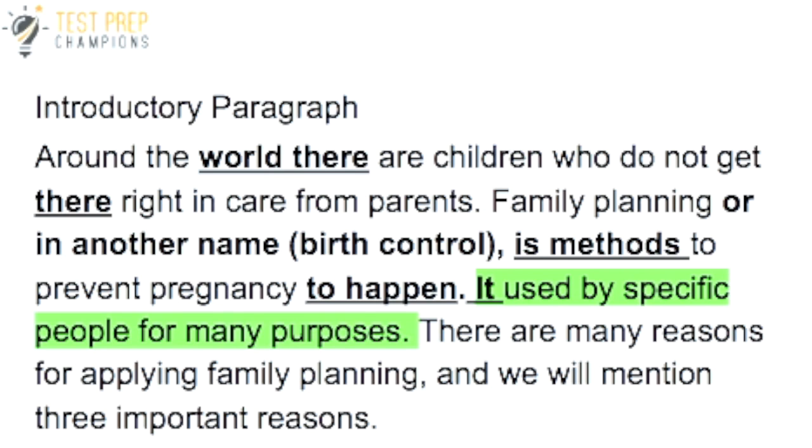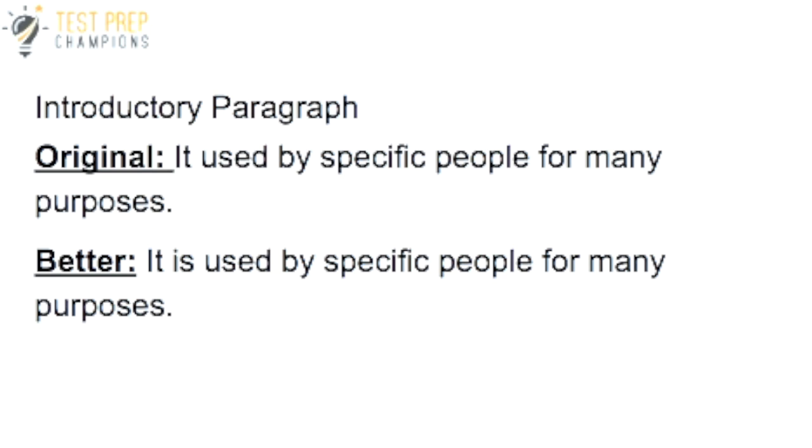So now as we keep moving, we go down to your next sentence. And you say, "It used by specific people for many purposes." The first thing I see is that we must add the word "is" between the word "it" and "used." So we want to say "it is used by specific people for many purposes," because we're missing that verb here. So remember, "is" is a state of being verb. So we want to change that. To make it a little bit better, we can say it is used by specific people for many purposes. So that's going to be an improvement here.